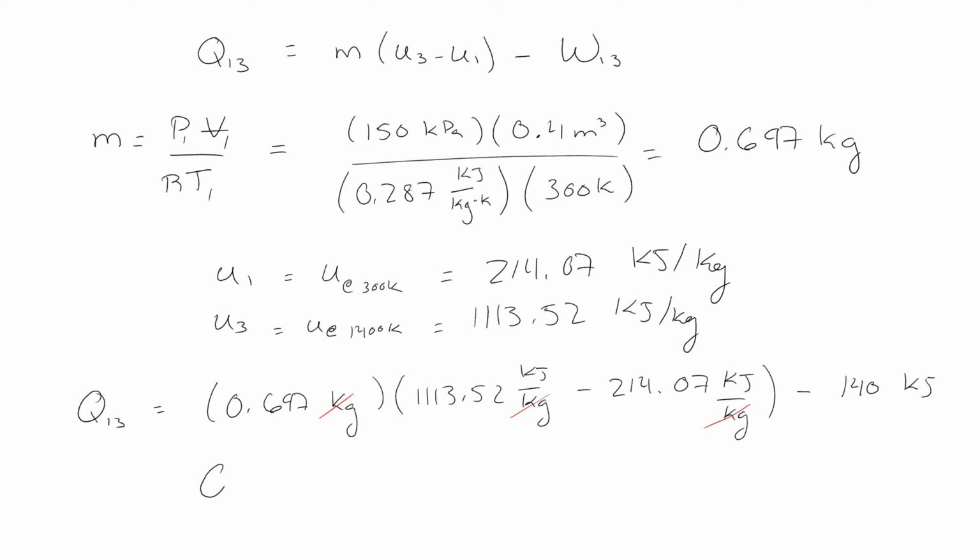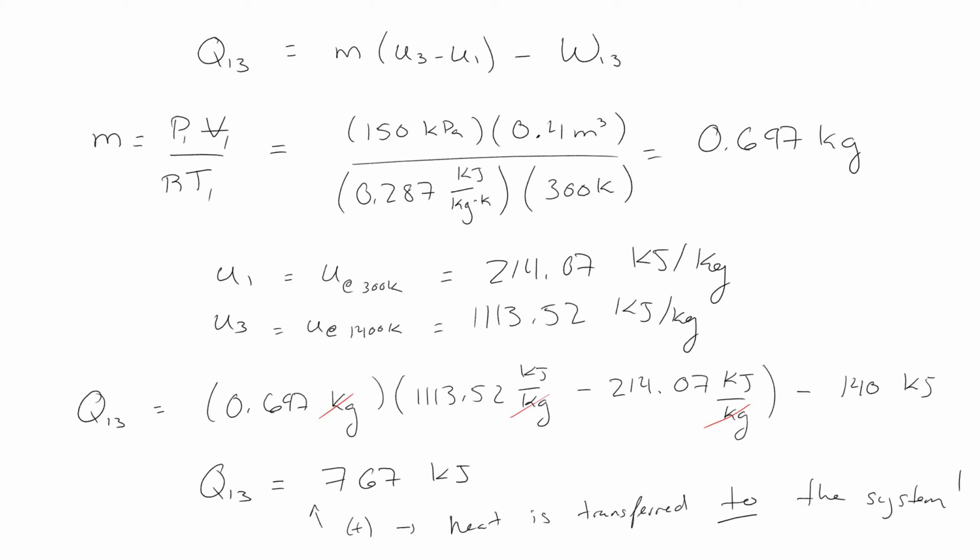So this gives me a value of heat transfer from 1 to 3 of 767 kilojoules. Okay, one more thing to note, this has a positive sign. So this tells us that heat is transferred to the system. This makes sense. We need to give the gas heat so it will expand and move my piston upward and do work against the piston.